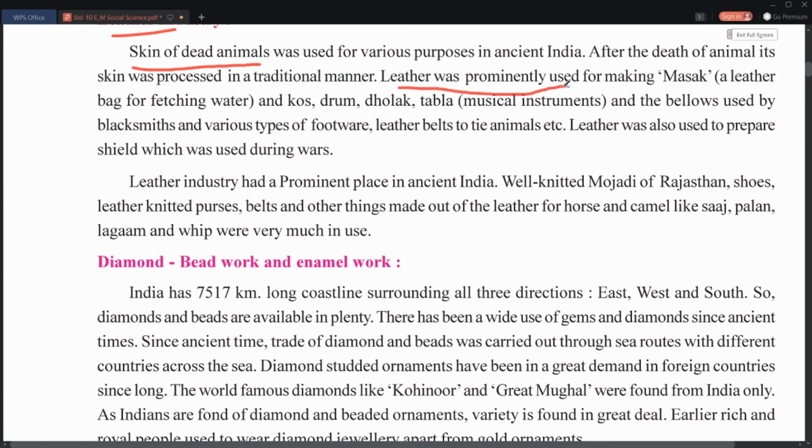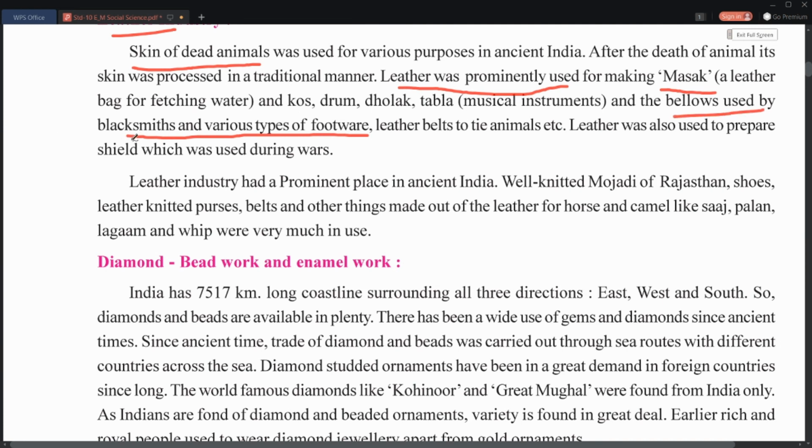Leather was prominently used for making mussak. You must know this word mussak. It is a leather bag for fetching water. In ancient times, we didn't use buckets, but instead of buckets we used mussaks for fetching water from wells. And drums, dholak, tabla, musical instruments, the bellows used by blacksmiths, and various types of footwear were all made of leather only.